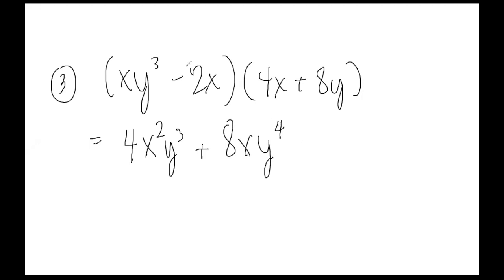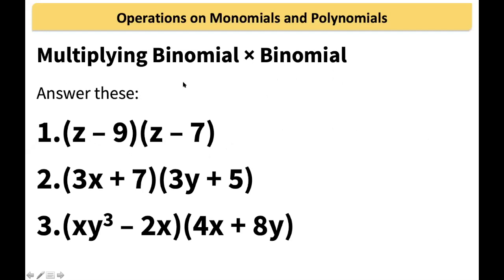Okay, how about yung inner terms? Negative 2x times positive 4x, so that's equal to negative 8x squared. Last term, negative times positive. This one should be negative 2 times 16xy. Okay, now let's go back to the PowerPoint to discuss yung special cases pagdating sa multiplying binomial.